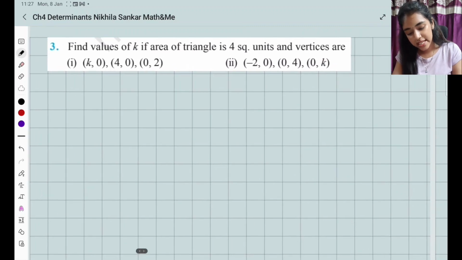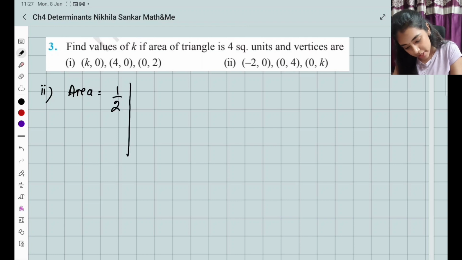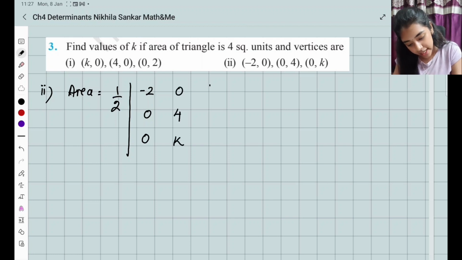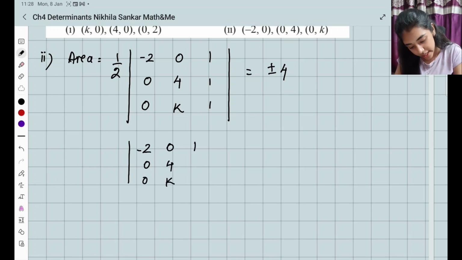Question number 3, second subsection. Again, area equals half times the determinant. The first x coordinate: minus 2, 0, 0. Next the y's: 0, 4, k. Last column: 1, 1, 1. So this equals again plus or minus 4. So again the determinant value, I'll write minus 2, 0, 0, 0, 4, k, 1, 1, 1 equals plus or minus 8.